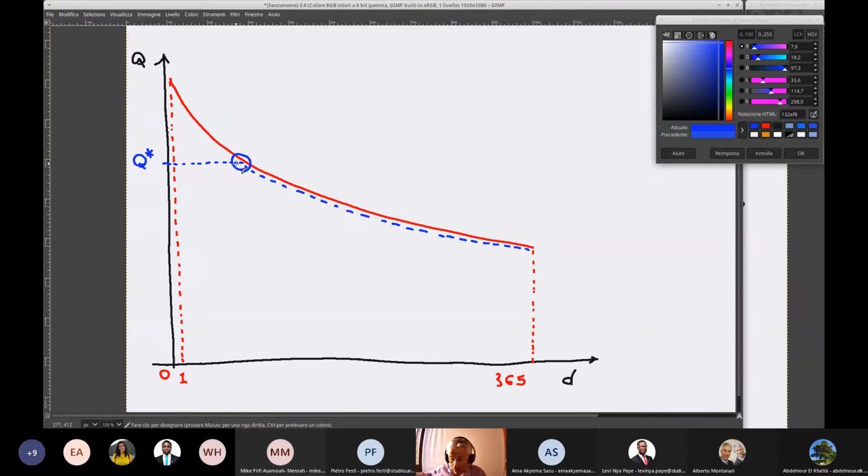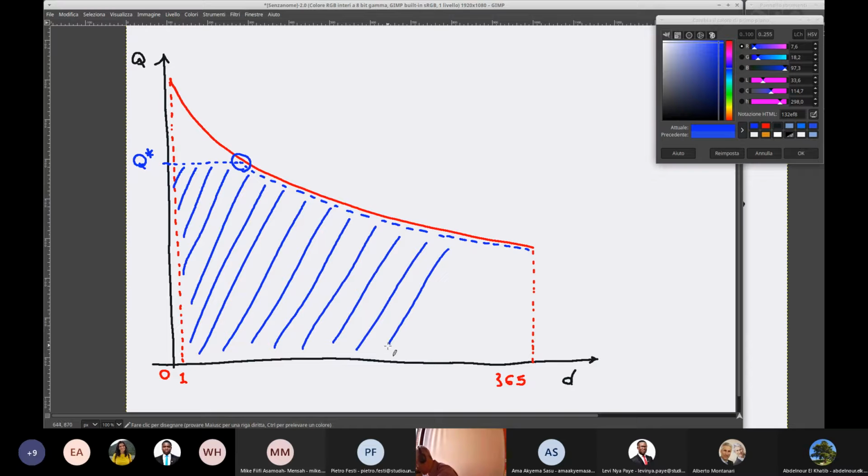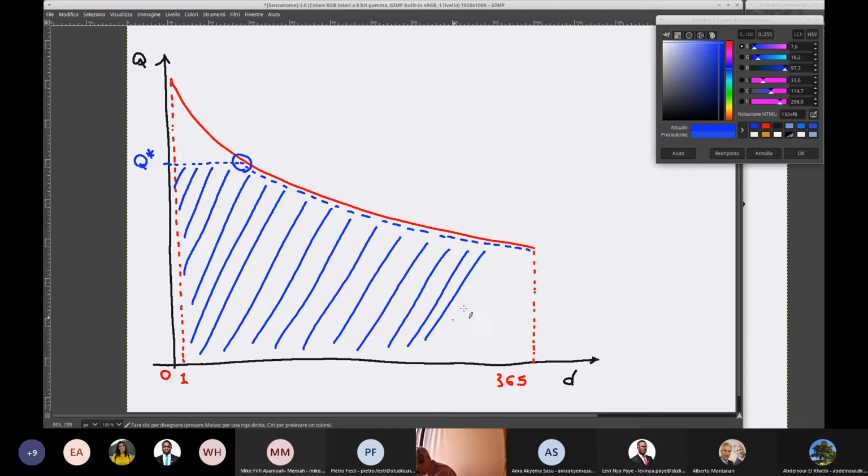Now, what is the volume on this figure of the water that I'm taking from this river with the design flow Q star? The volume, as I said, is the area beneath, below the flow duration curve. So this is the volume. I am just highlighting the volume with these blue lines. This is the volume that I am taking.